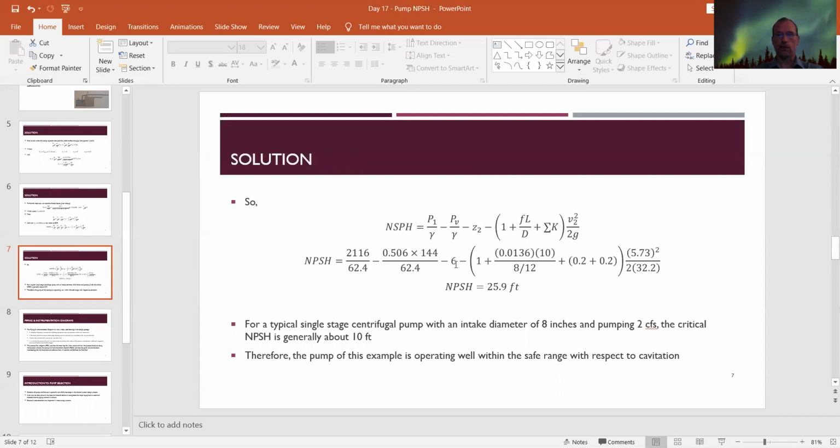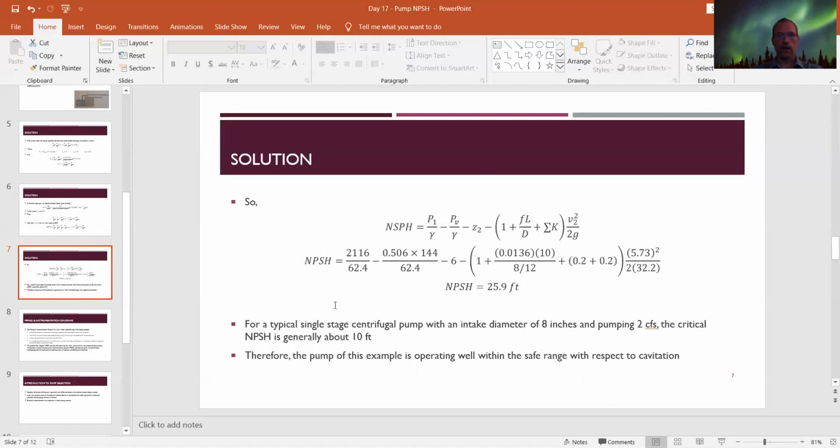I'm going up 6 feet, so take that away. And then here I have 1 plus 0.0136 for f, length of 10 feet, diameter of 8 divided by 12, again in feet. And then for my K values, I have 1 entrance and 1 bend, both assumed to be 0.2 for the K values. V squared, 5.73 feet per second, divided by 2g, 2 times 32.2, gives me a grand total net positive suction head available at that point of 25.9 feet.